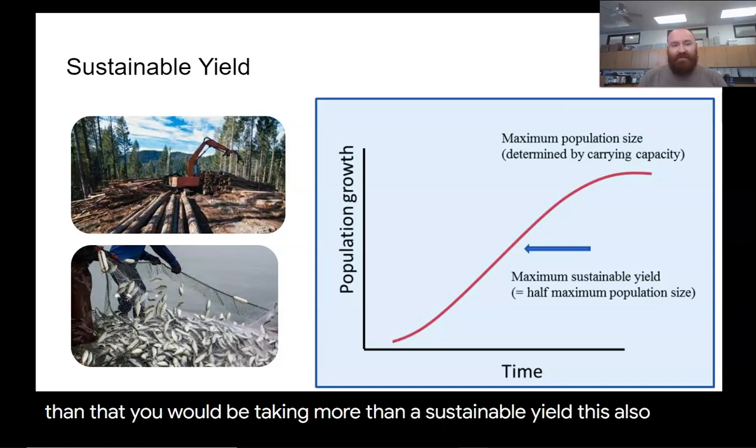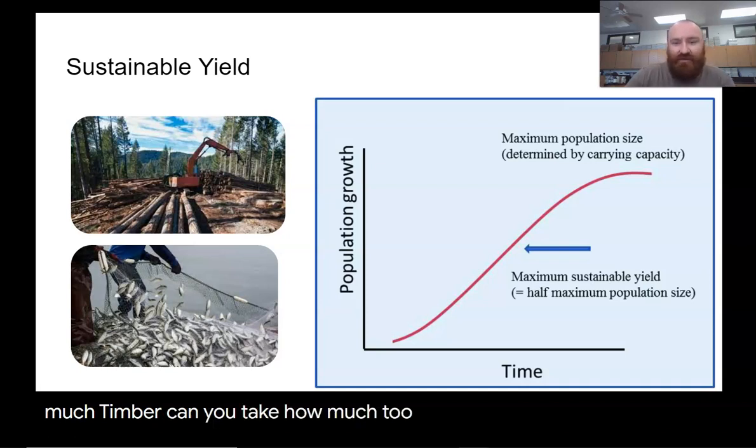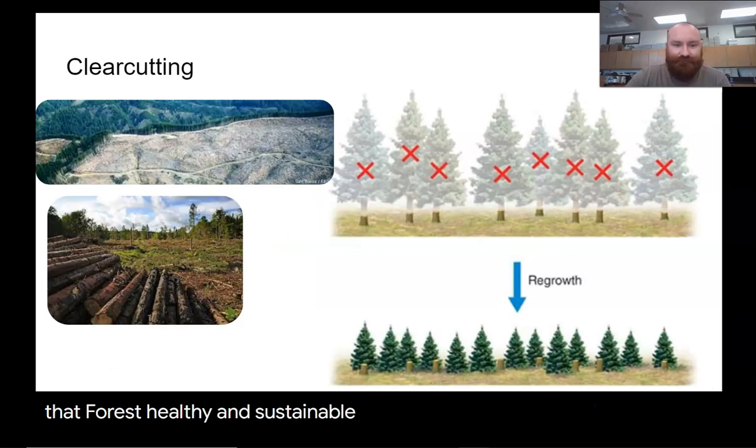This also can go for other things, not just fish. It could go for the sustainable yield of a forest. How much timber can you take? How many trees can you cut and still keep that forest healthy and sustainable?